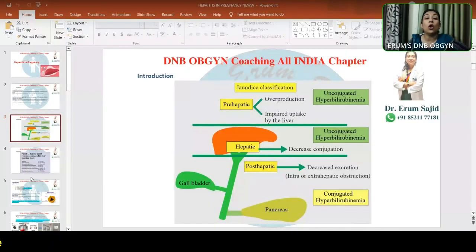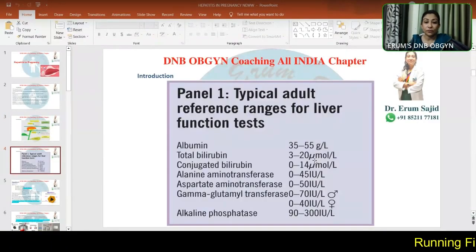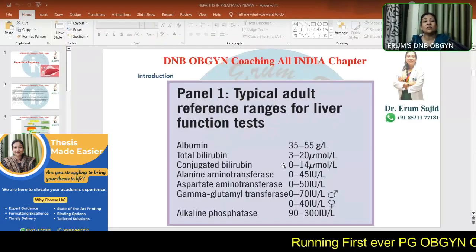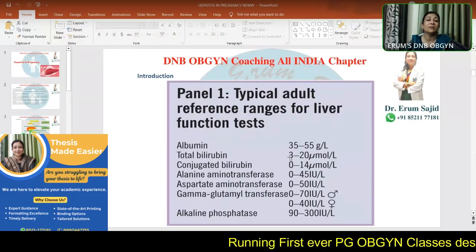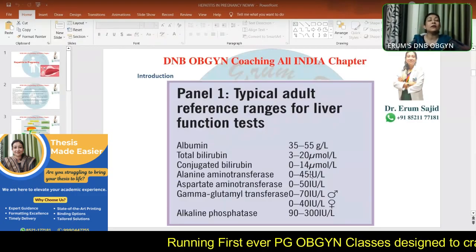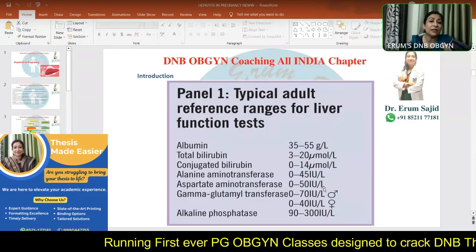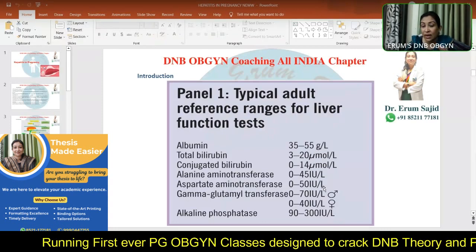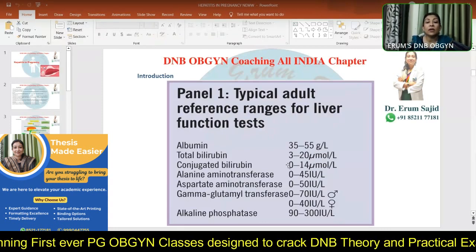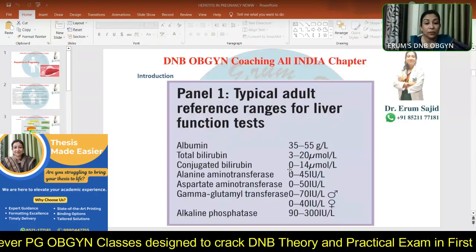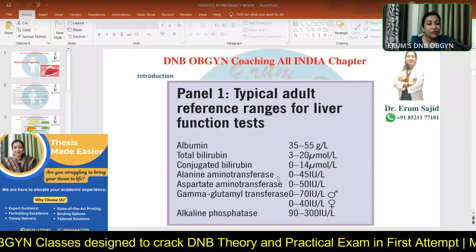Number two, you should all know these values. Total bilirubin over here is in micromoles per liter, but it's almost the same. You just have to put a decimal over here. It should be less than 1 or up to 1. That's it, not more than that at all. Conjugated bilirubin and unconjugated bilirubin, even if you do not remember the exact values, it's fine.